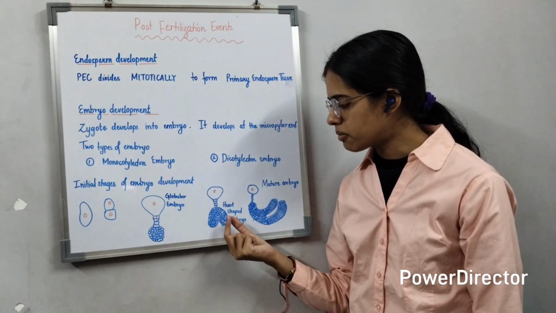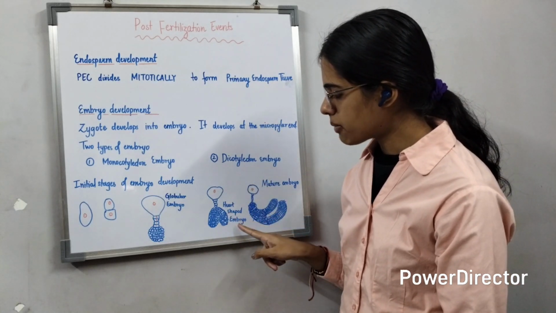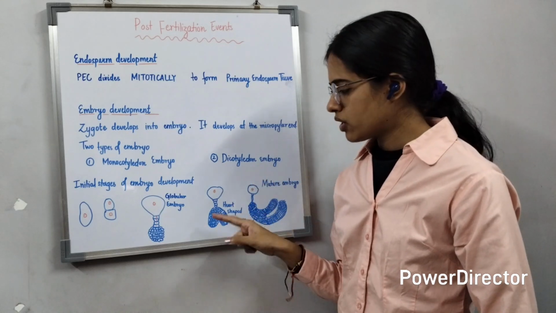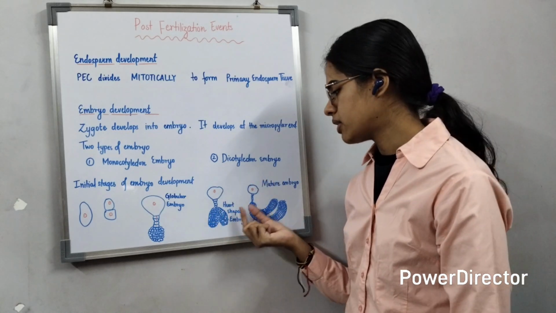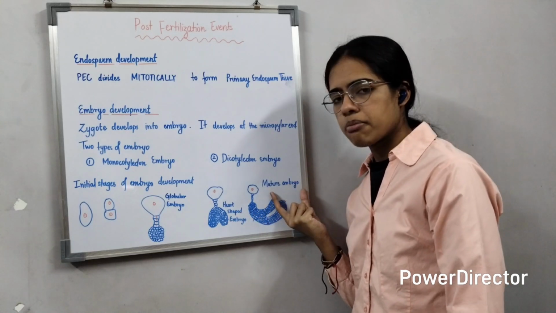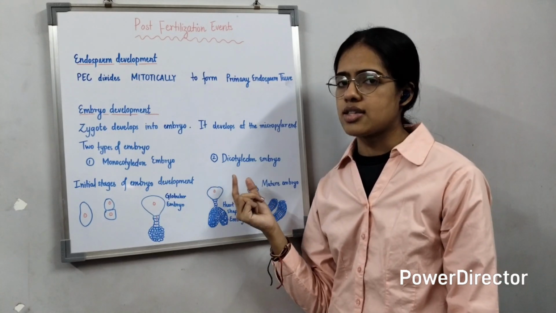Further, these cells undergo mitosis, and this heart-shaped embryo comes under the dicotyledonous embryo. It forms two cotyledons, and this is the initial stage of the development. This further undergoes mitotic divisions to form the mature embryo, and this is an example of a dicotyledonous embryo.